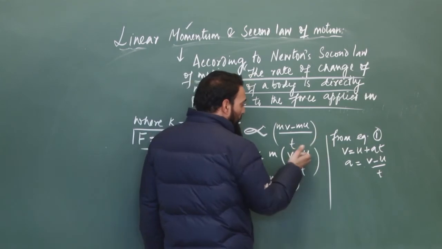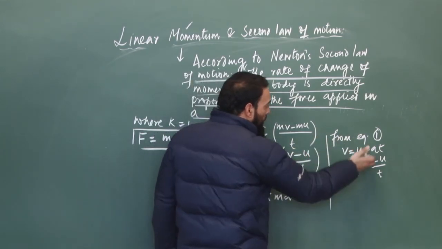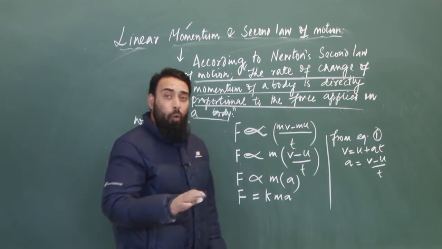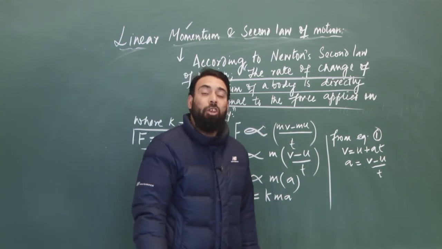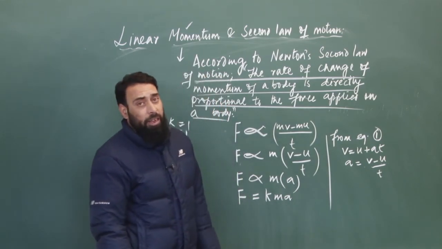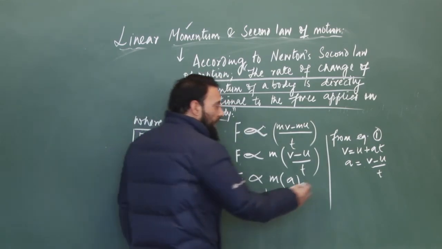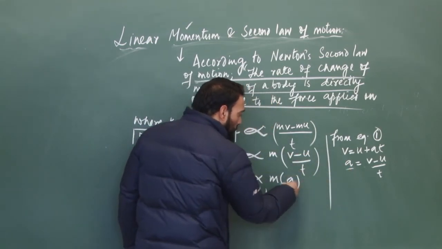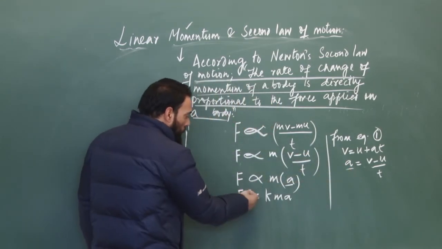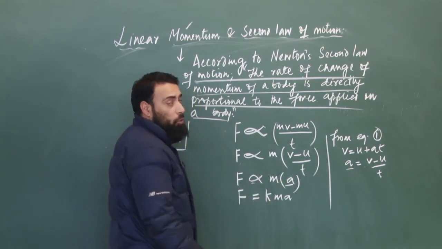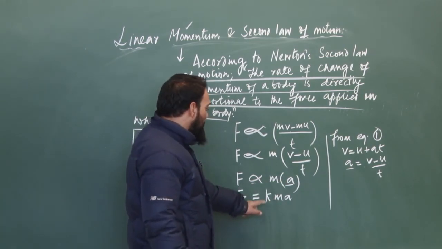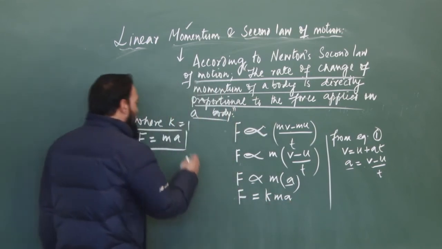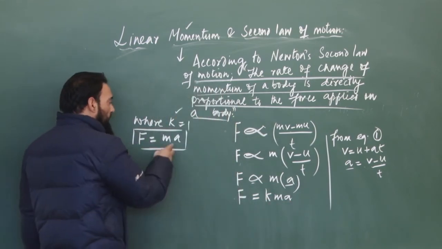To find out v minus u divided by t, from the first equation, v minus u divided by t is equal to acceleration, because it is the rate of change of velocity, and the rate of change of velocity of a body is called acceleration. So instead of v minus u divided by t, we can write a. If we remove the proportionality, we use constant k, and F is equal to kma, where k is equal to 1, then F is equal to ma.